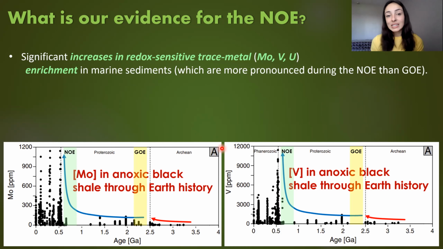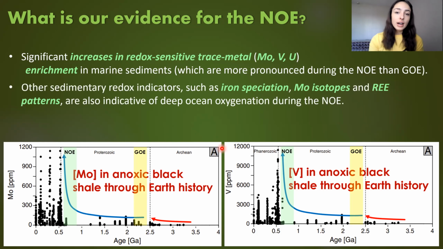So yes, they did increase a tiny bit due to the GOE, but during the NOE, Earth was at a point where it had enough oxygen built up in the atmosphere by now that they could oxidatively weather enough molybdenum and vanadium to transport molybdate and vanadate to the oceans in order to become incorporated into sediment to begin with. And so this trend is really indicative of the NOE.